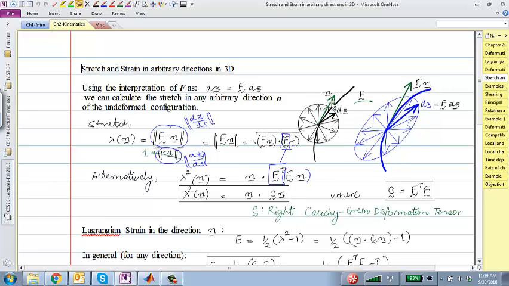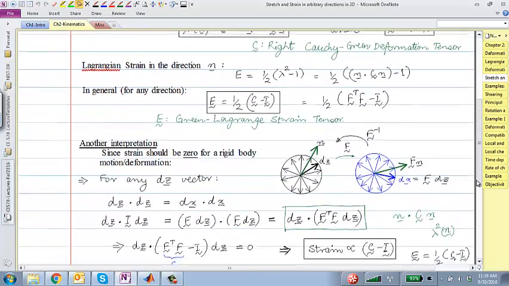We correlated the tangent vector to the undeformed curve with the tangent vector to the deformed curve just by using F. That n vector is a tangent vector in the undeformed configuration. That allowed us to say that the square of the stretch is equal to n dot product with C acting on n, where C is F transpose F. So we created this new deformation tensor using F, and that allowed us to calculate the square of the stretch in any given direction.